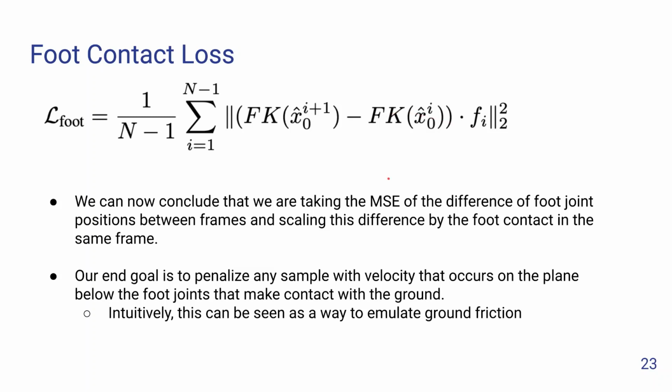So there's a lot of math here, but what exactly does this mean for our actual model? How does this actually affect our model? Well, we want to penalize any sample with velocity that occurs on the plane below the foot joints that make contact with the ground. And basically, if your foot is on the ground, in the real world, we have things like friction, and friction prevents us from slipping and sliding everywhere. This whole equation is just a way of advising the model that friction exists when feet are touching the ground and that they can't slip and slide.